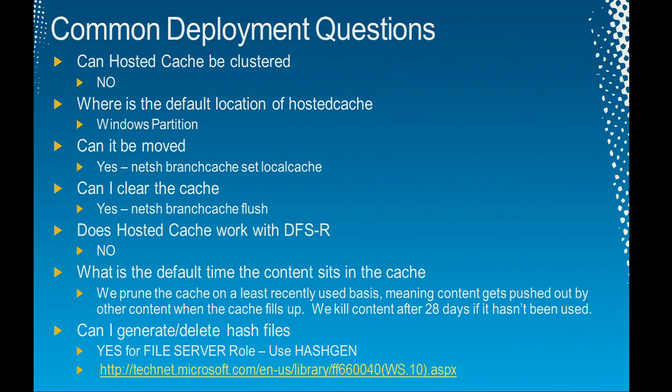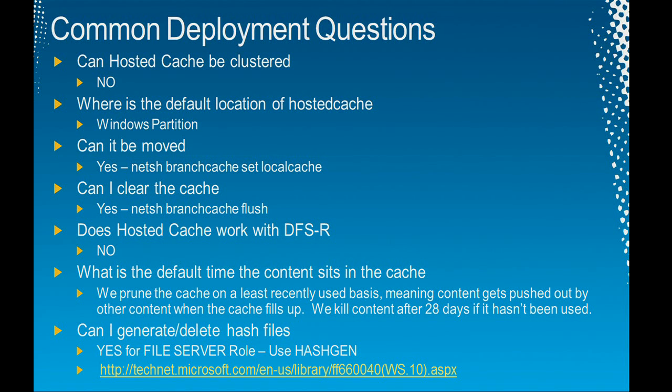Where's the default location of the hosted cache? So when you deploy the policy from your data center and say, enable BranchCache hosted mode, well, where does it sit? It sits on your Windows partition. So wherever your Windows partition is, by default, it gets created there using 5% of the disk space. Now, that may work for you, it may not.